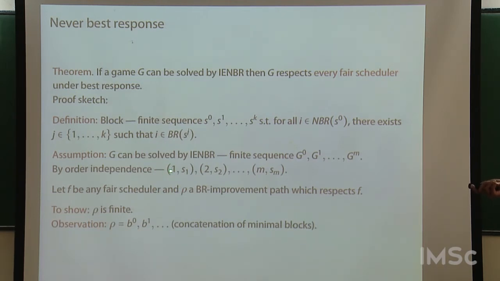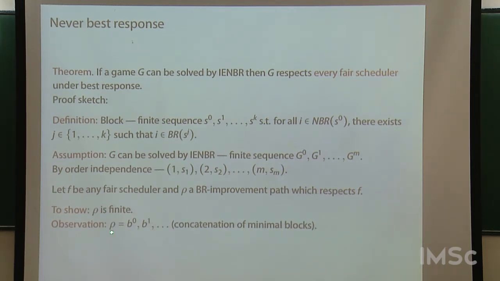The player index 1, 2 and all doesn't really matter, you just fix some sequence. So this means that when you go from G0 to G1, you are eliminating the strategy S1 of player 1. When you go from G1 to G2, you are eliminating strategy S2 of player 2 and so on. Now, let F be any fair scheduler and rho be a best response improvement path which respects the scheduler F. What you want to argue is that this improvement path is finite, correct? That's what you want to argue.